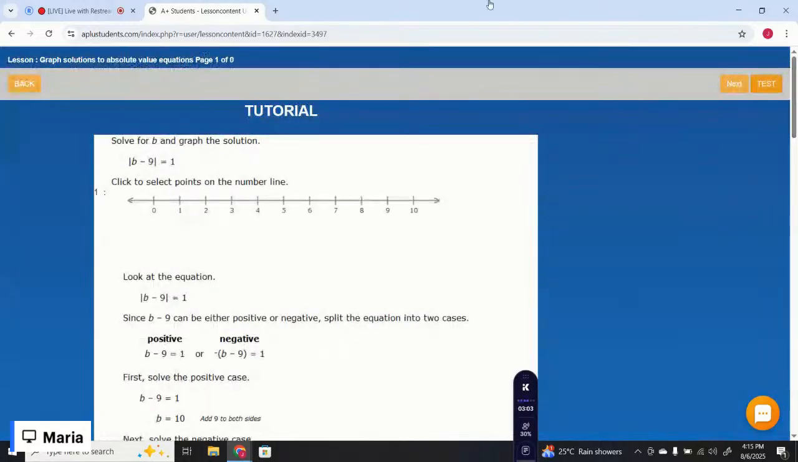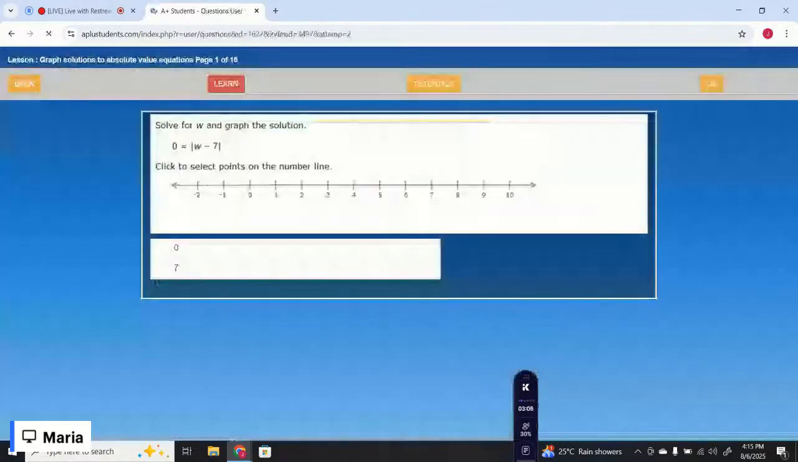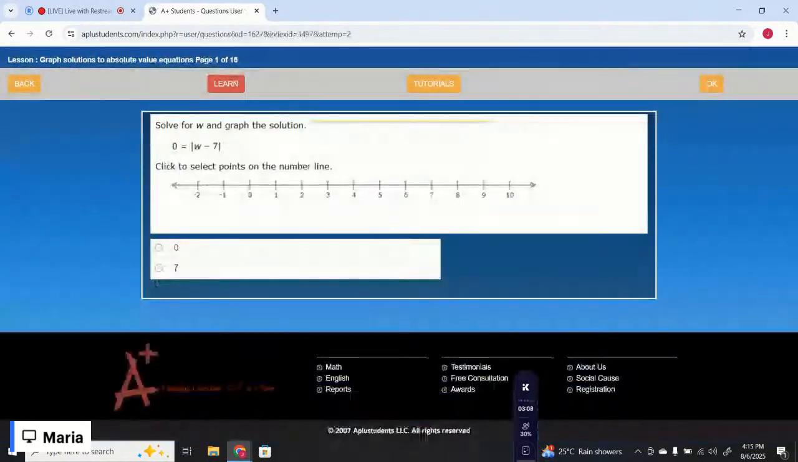Let's just start with the test questions. Solve for W and graph the solution. So we have two solutions for W. They are negative and positive.